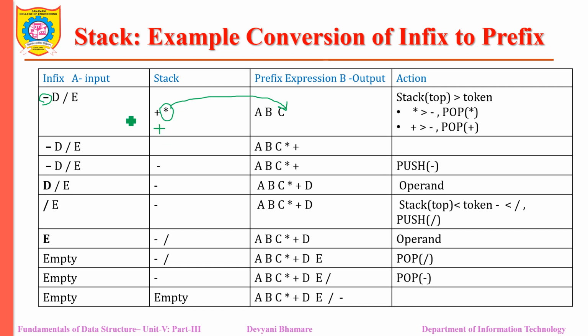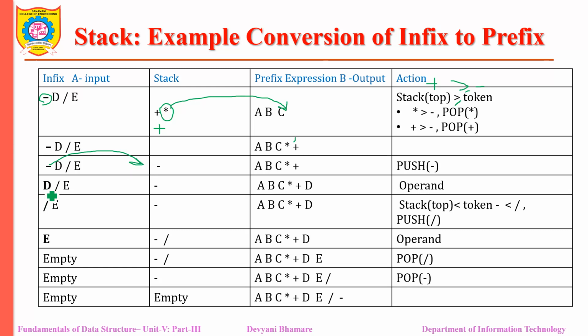Then we get that our stack top is greater than or equal to our input token. Plus has the same precedence as minus, so in that case also we pop this minus and append it to the output list. Now the stack is empty and our input is minus, so this input is shifted onto the stack.